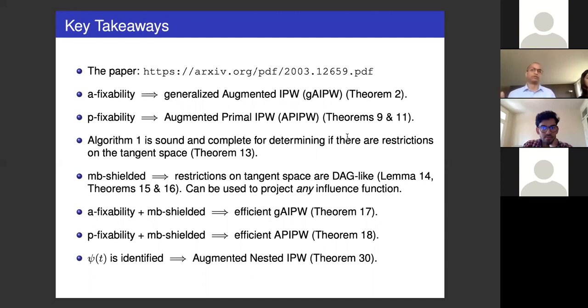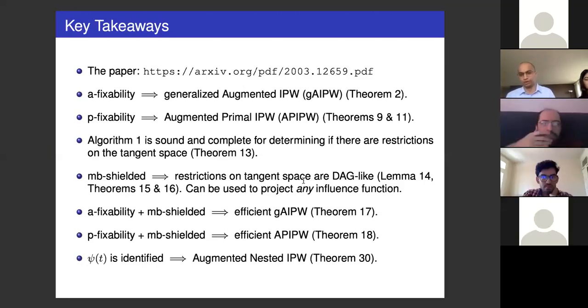So this is useful if you're doing any sort of influence function based estimators. As soon as you know you have one influence function and you know that algorithm 1 says the model is NPS, you can just say it's the efficient influence function. And then we also give you this definition of Markov blanket shielded ADMGs, which, when it holds, the restrictions on the tangent space are DAG-like. This is in lemma 14, theorems 15 and 16.